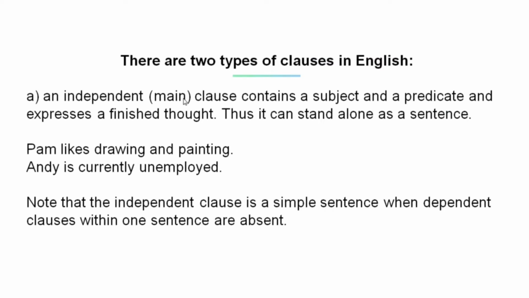There are two types of clauses in English. A, an independent or main clause. Now, an independent or main clause contains a subject and a predicate and expresses a finished thought. Thus, it can stand alone in a sentence. Have a look at the examples below.